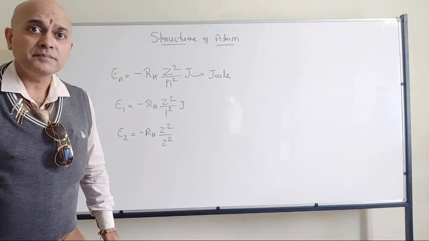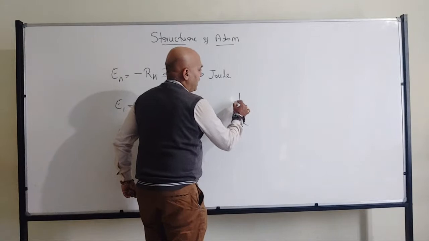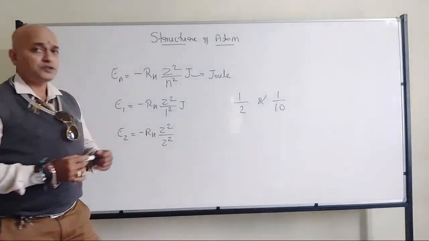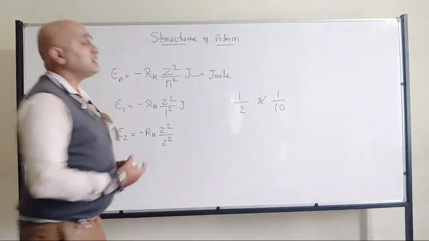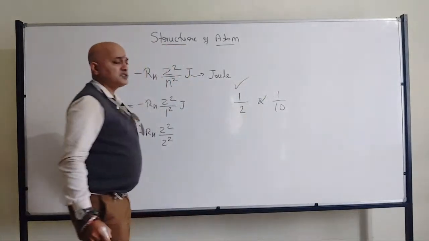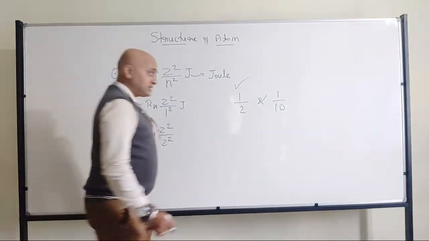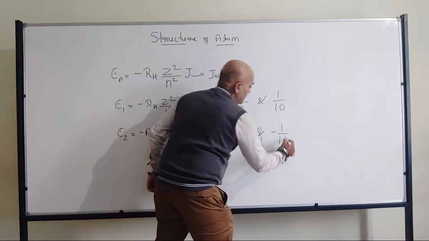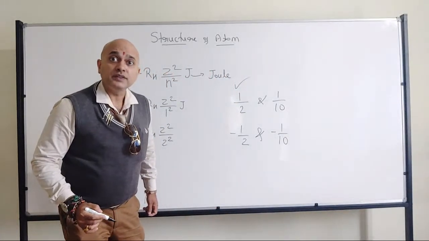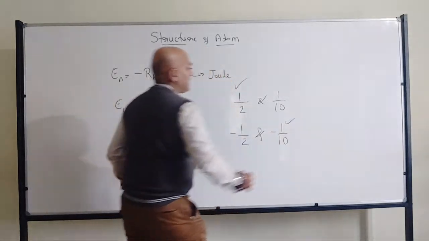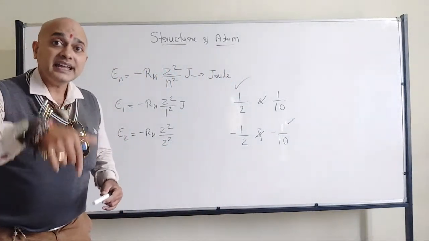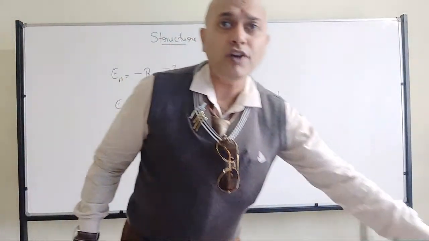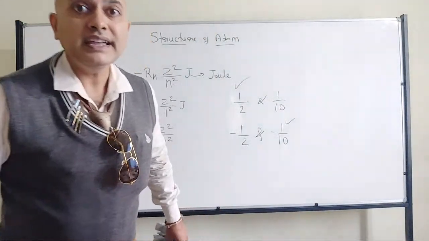All of you have understood? Okay, see, for example, I have 1 by 2 and I have 1 by 10. If someone asks you which is the larger value, definitely we will say 1 by 2 is the larger value. But if I ask the same with minus 1 by 2 and minus 1 by 10, which is the larger value? Now I will say minus 1 by 10 is the larger value because there is a negative sign. As the value of the denominator increases, the value is going to increase.